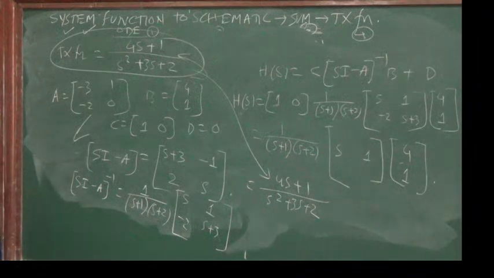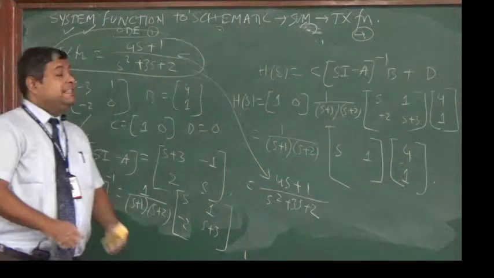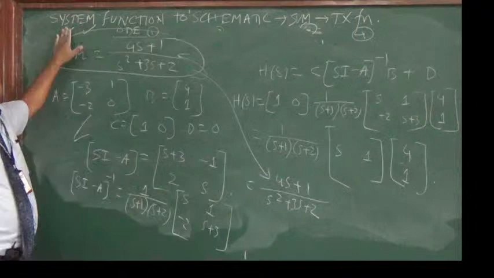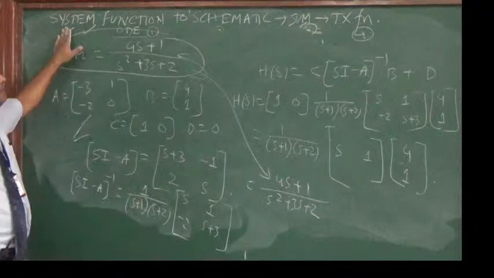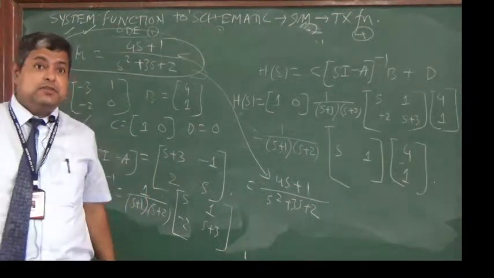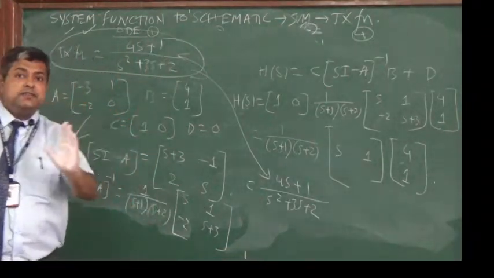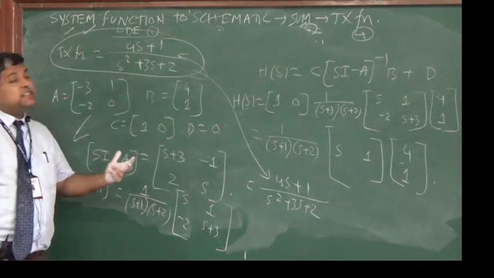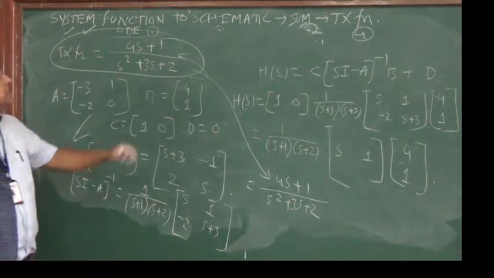So these things we have to keep in mind: the system function is given as an ODE. From there we can find out the system transfer function. So system function to system transfer function is the first step. System transfer function to canonical form 2, system schematic.